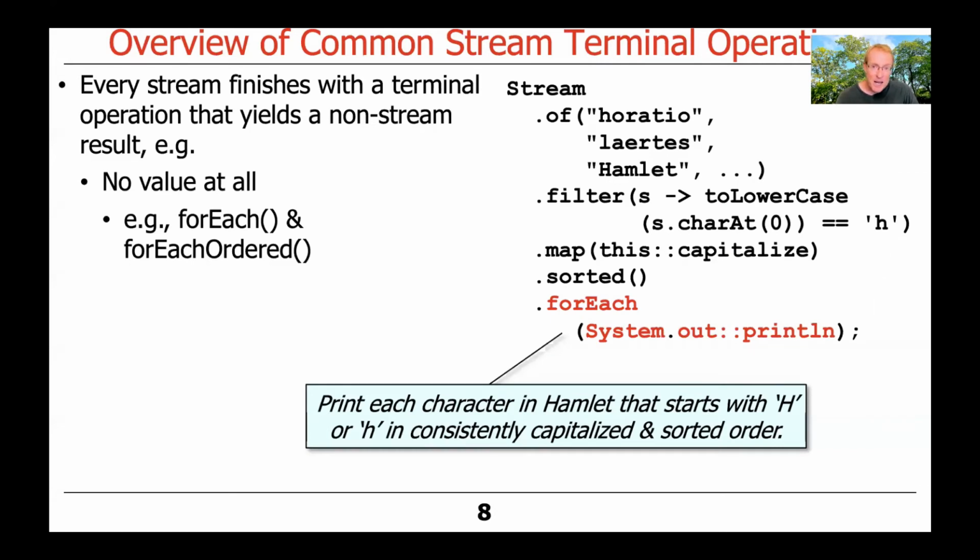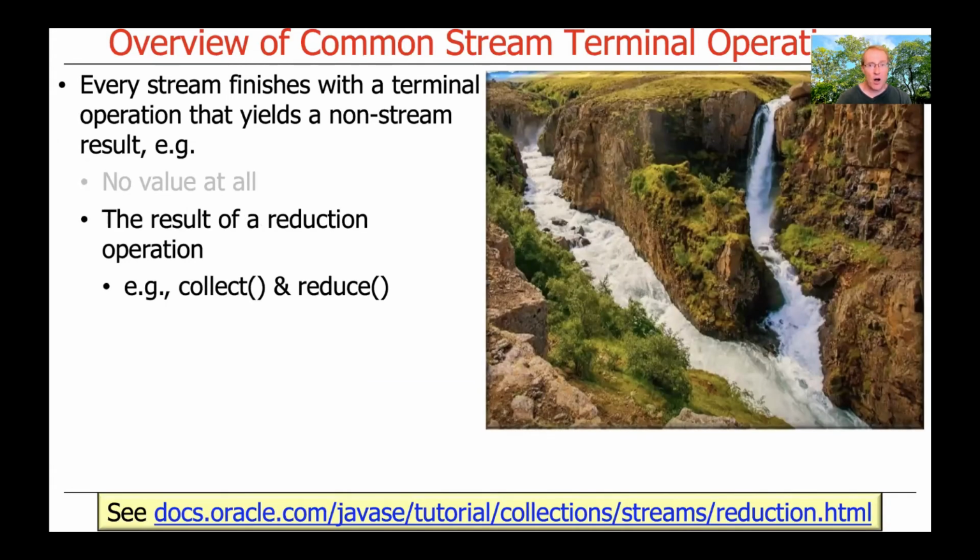So here's a very simple example. We've looked at this before. We go ahead and apply our simple program to read the characters in Hamlet and get rid of stuff that doesn't start with H, capitalize things consistently, sort them, and then we print the results out. And the way we do that is by using the forEach terminal operation, which kicks off all the intermediate operations, and then as a side effect, we'll print the results to the standard output by using the System.out::println method reference.